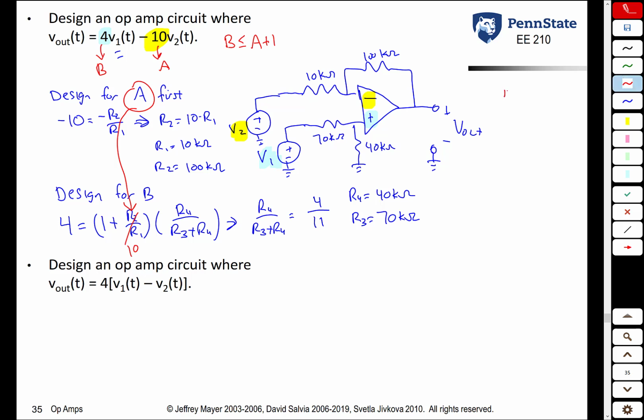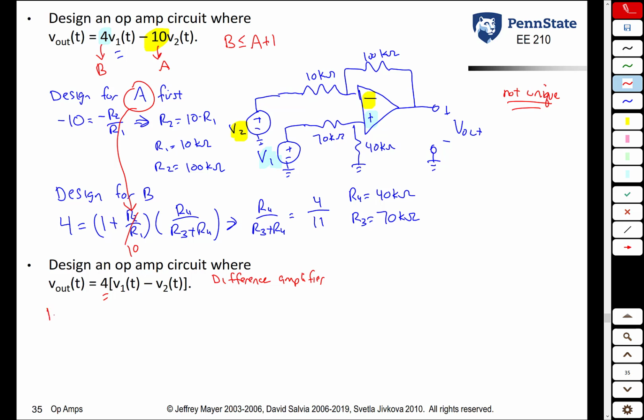And as with our other examples, this is absolutely not unique because it's just the ratio of the resistors that really matters. In our last example here, we're asked to design an op-amp circuit where the Vout is equal to 4 times V1 minus V2. This now is what we call a difference amplifier. It's a special case of a subtracting amplifier. It's a subtracting amplifier where both inputs are going to have the same gain. And now the gain is 4.